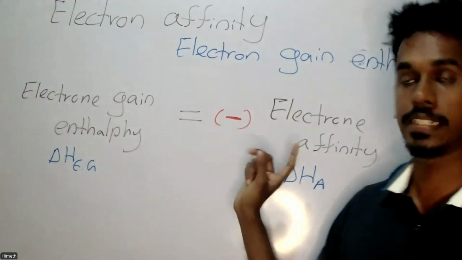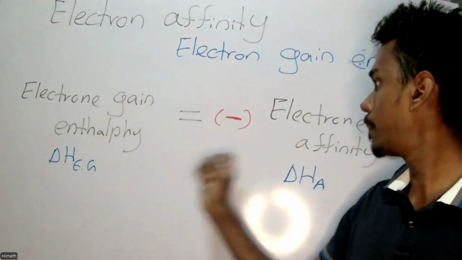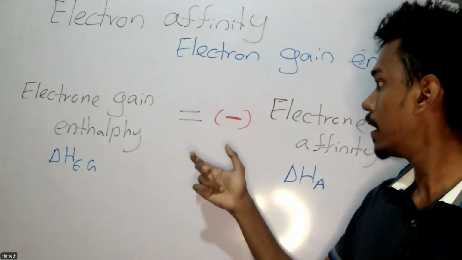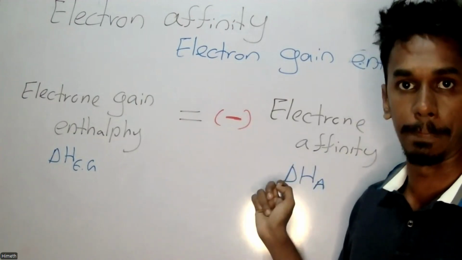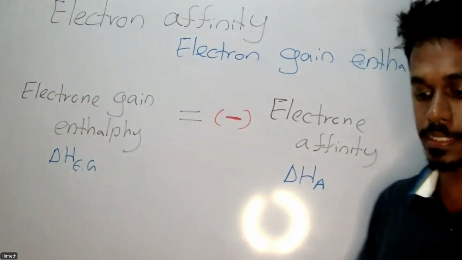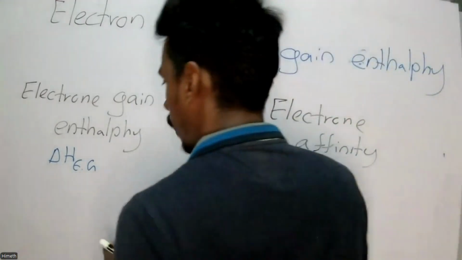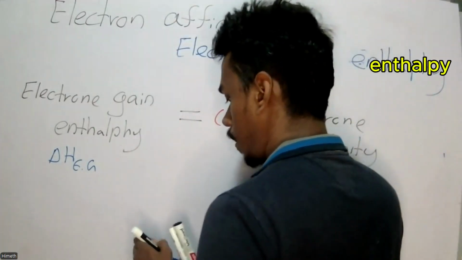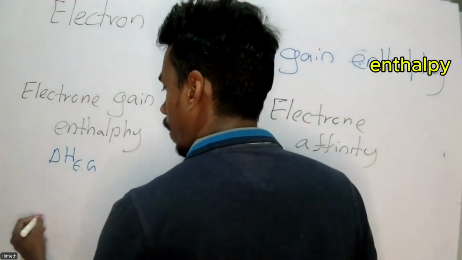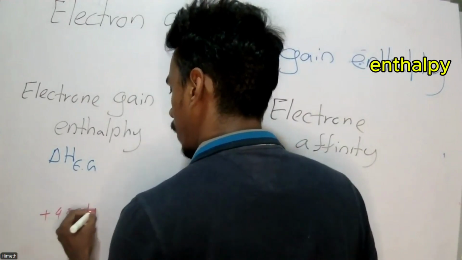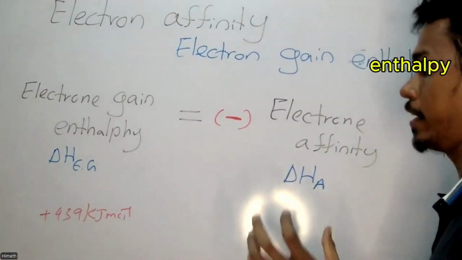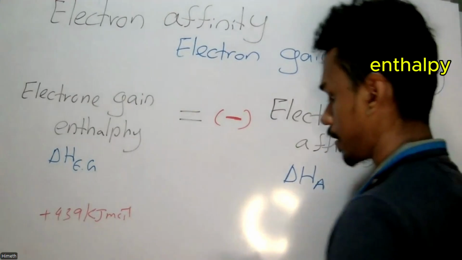So this is the connection between electron gain enthalpy and electron affinity. Electron gain enthalpy is equal to the negative sign of the electron affinity. It means if your electron gain enthalpy has a positive sign, let's say we have some electron gain enthalpy value of around positive 439 kilojoules per mole, the electron affinity of that atom will be what?